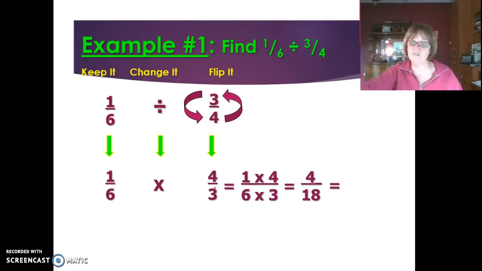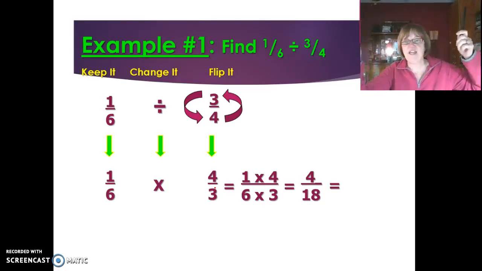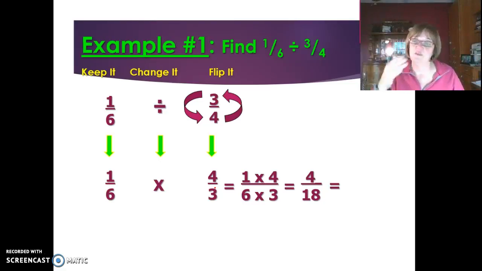1 times 4 gives us 4. 6 times 3 gives us 18. And we're almost done. Why do I have an equal sign there with nothing there? Because the next step is simplify it. And look, the 4 and the 18 are both even numbers. Divide both of them by 2, and we get 2/9. That wasn't so bad, now was it?